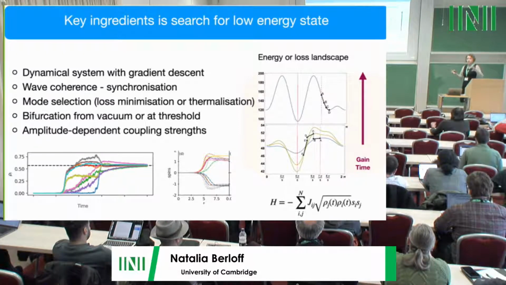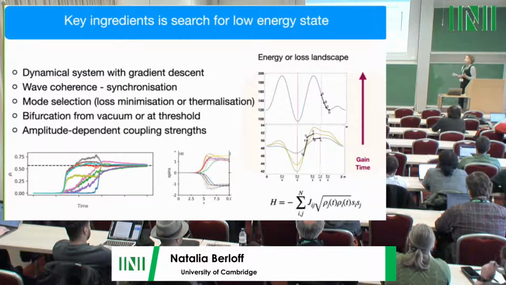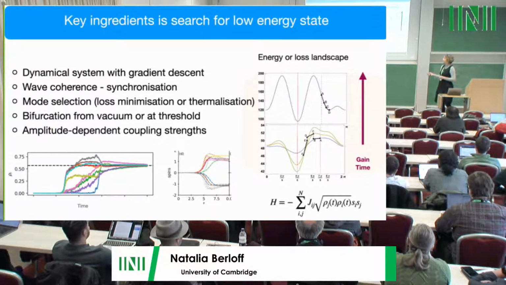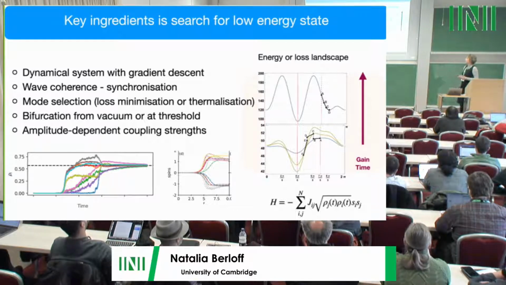So if we think about it, it's a quantum system that we usually deal with. But before the condensation actually occurs, we have the quantum system with entanglement with a large span of the Hilbert space. But when the synchronization takes place, that's when the system becomes coherent, very analogous to measurement in a quantum system. We have this mechanism for choosing the state that corresponds to the ground state in mode selection or thermalization if we have matter waves, assisted by this bifurcation from vacuum at the threshold and the amplitude-dependent coupling strength.